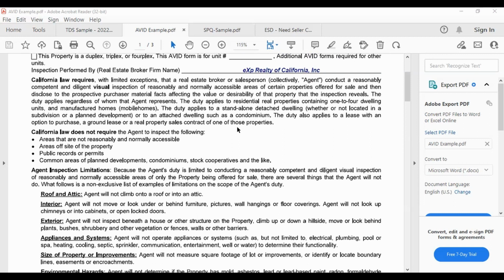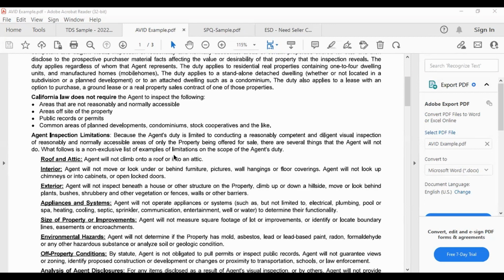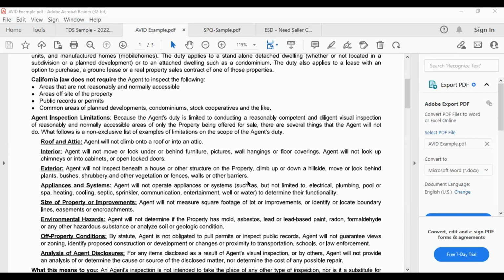Okay. But honestly, every sale really is as is, but the buyer still has a right to have an inspection, and the buyer has a right to put in a request for repair, for actual repairs or credits. The seller is not obligated to do either one of those, fix anything or give any money, but the buyer still has the right to do that. Also says common areas of planned developments, condominiums, stock cooperatives, and the like.